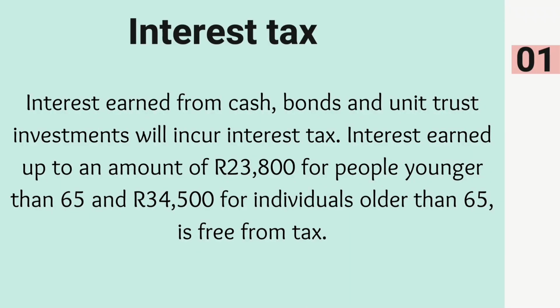Any interest that you earn from your cash, bond, and unit trust investments will attract tax. If you are under the age of 65, any interest that you earn up to an amount of R23,800 is tax-free. If you are above the age of 65, any interest that you earn up to an amount of R34,500 is tax-free. Any interest that you earn above these limits will be taxed at your marginal tax rate and could range from between 18 to 45%, depending on where you fall on the SARS income tax tables.